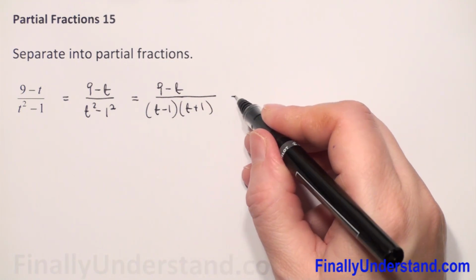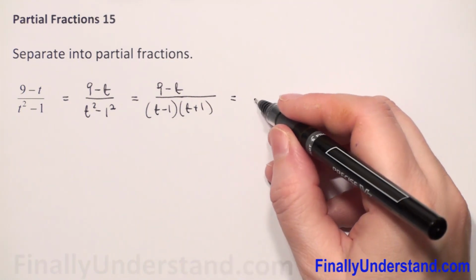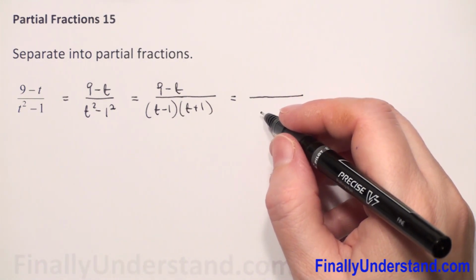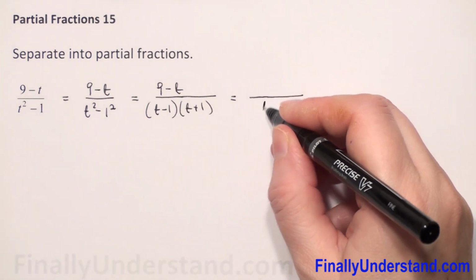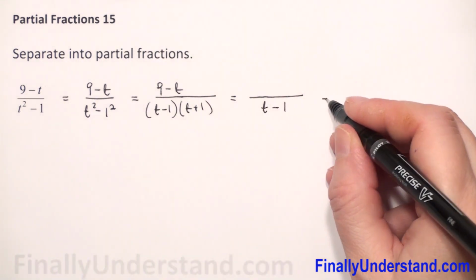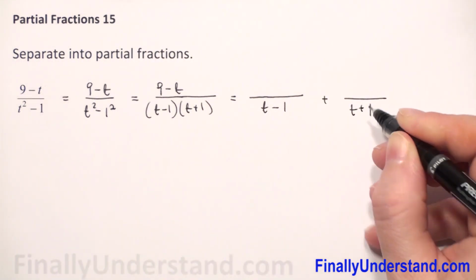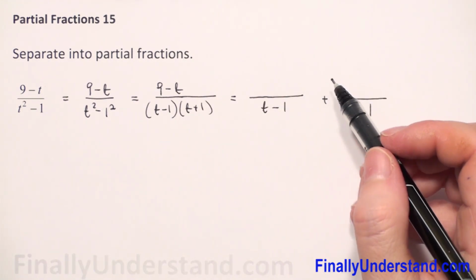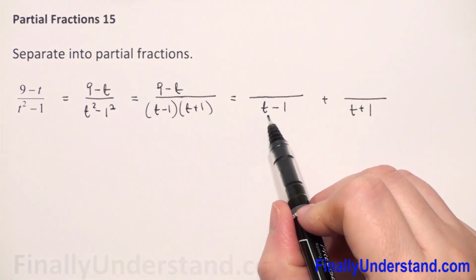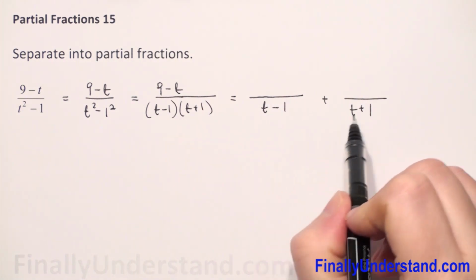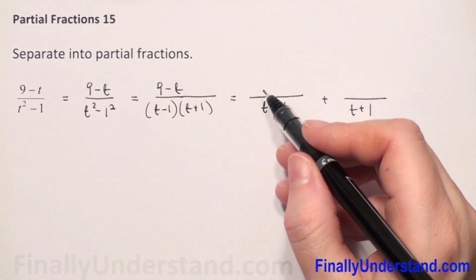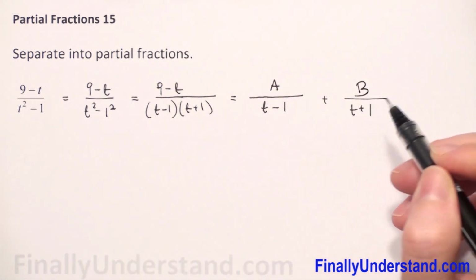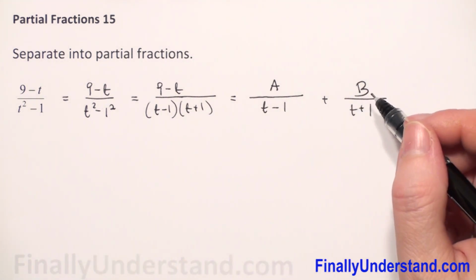Now, every factor of our denominator will be the denominator of a partial fraction. So we will have t minus 1 in one denominator and t plus 1 in the other. Next, we need to find numerators. Always we have to check the denominators. When we have different linear factors, in the numerator we will have only constants. So we can write a and b. Now we need to find a and b.